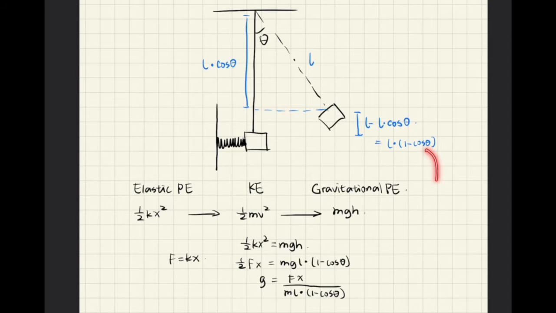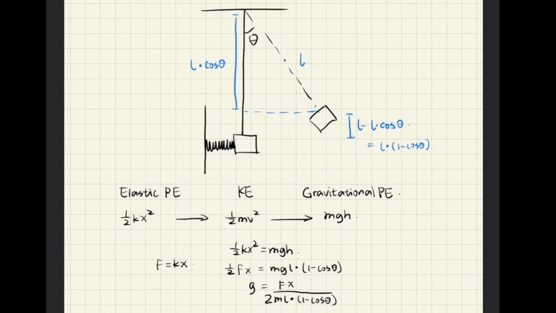Now we just need to plug this back in, and we do some arithmetic to isolate g. We'll get this expression for g. Sorry, forgot to add the 2 in here.